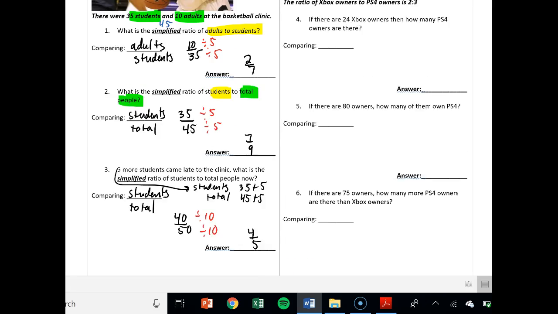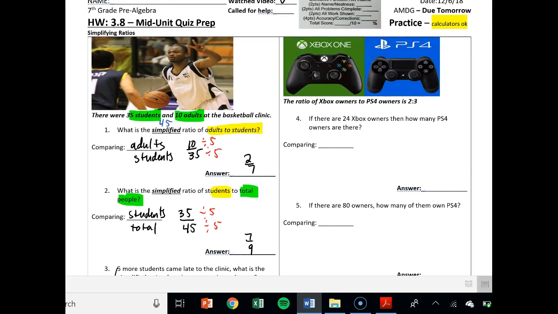Cool. All right. For the next section, we have the ratio of Xbox owners to PS4 owners is 2 to 3. That's important. Xbox to PS4, 2 to 3. So it says, if there are 24 Xbox owners, then how many PS4 owners? I am comparing Xbox to PS4, right? So Xbox had 2 to 3, and now it says if there are 24 Xbox owners, that means Xbox goes on top, so that's 24 over X.